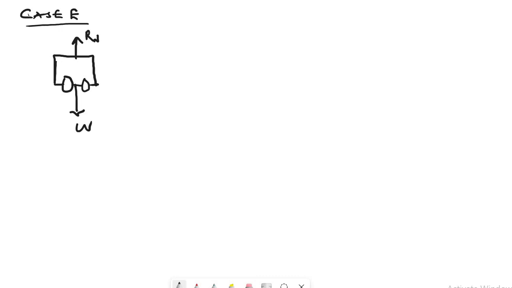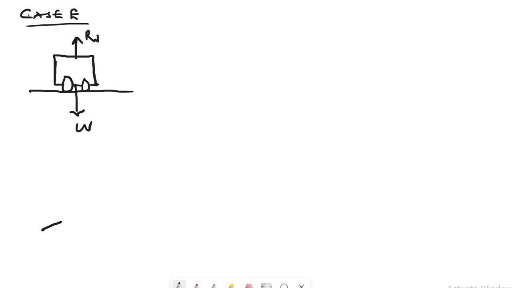The last case is banking, when a vehicle or a car is moving in a curved path. Normally, this is how a vehicle moves straight. To move straight, this is the normal reaction, and this is the weight, and this is the road. The vehicle is always moving straight. And there is the frictional force between the tire of the vehicle and the road.